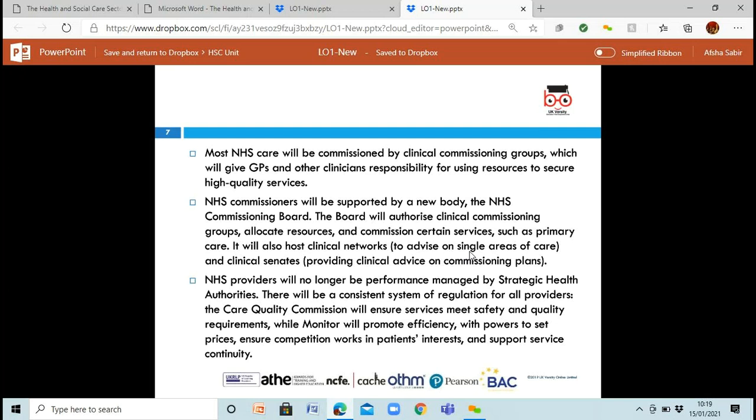The NHS providers' performance is no longer managed by the strategic health authorities. There's a consistent system of regulation for every provider, and the CQC, the Care Quality Commission, ensures that these requirements are met so that the safety of the patients and the quality is maintained, and that things are getting done in the way they should be, so that there's no lack of care or responsibility within that.